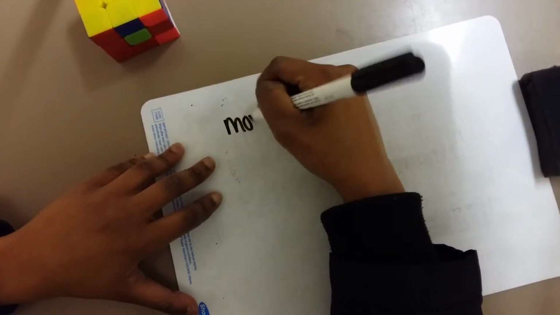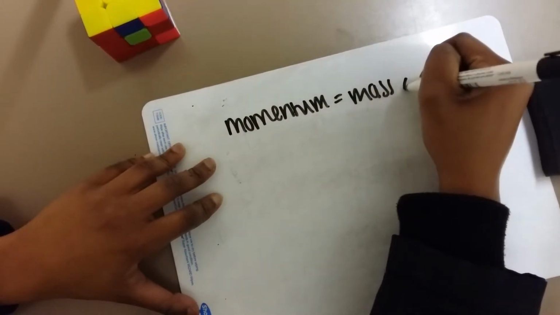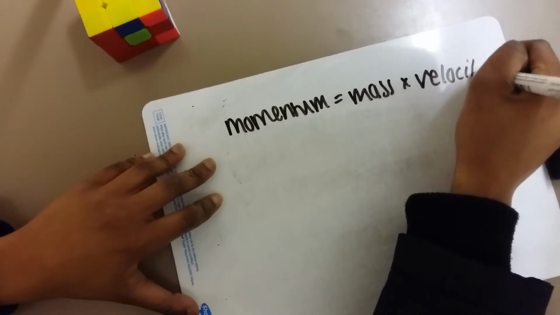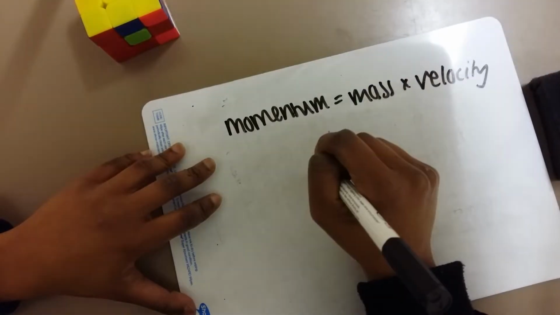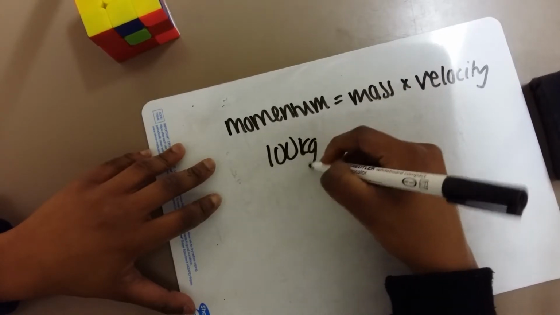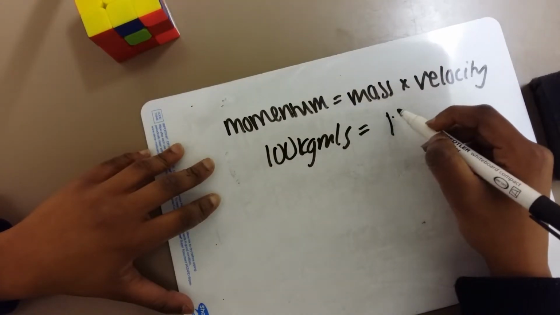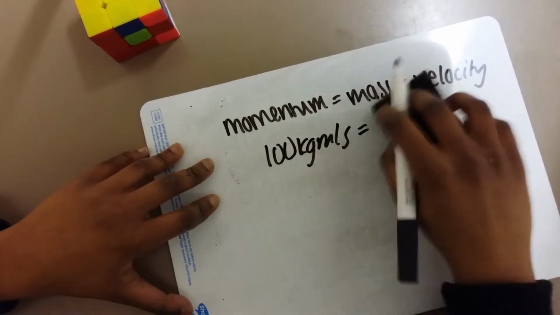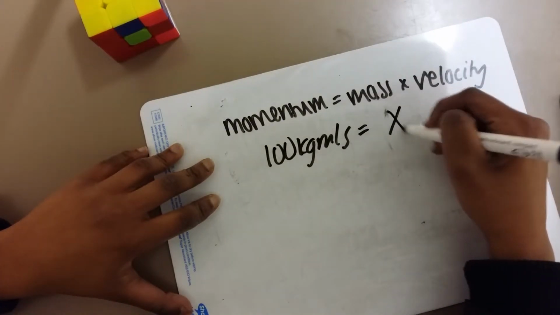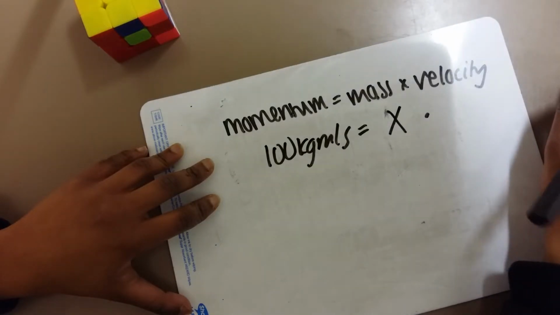And if you're having trouble following that, we can plug it into the equation. We can have momentum equals mass times velocity. The momentum is 100 kilogram meters per second. The mass is x, and it took, I actually lost my place. I'm not sure what I'm doing.